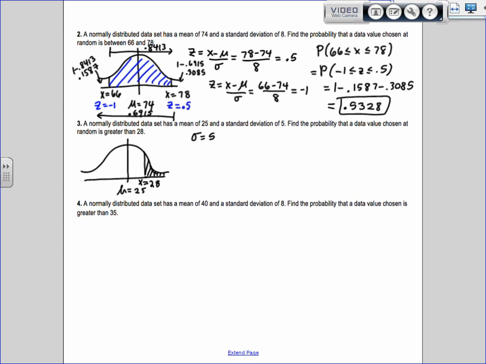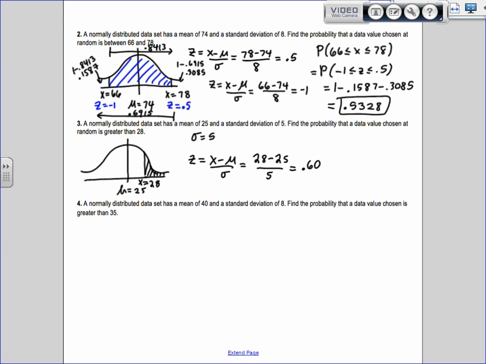Okay, so we can't look up an x value on our little table. We have to look up what's called a z-score. So we change it. So we do z equals x minus mu over the standard deviation. So I have 28 minus 25 all over standard deviation of 5. So I have 3 over 5, which is 0.6 or 0.60.